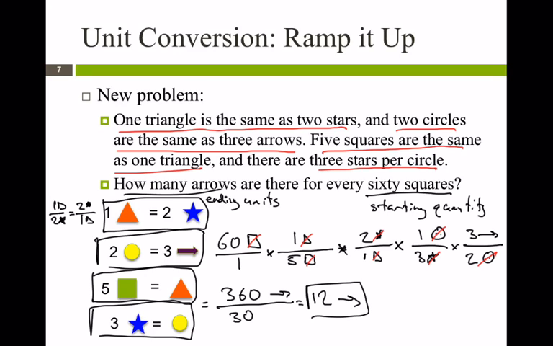So if we want to go back, we can say that the 60 squares through a number of different conversion factors is equal to 12 arrows. And now we have 2 more conversion factors. On the next video, we'll do a more complicated problem that's not just shapes, but I really need you guys to use this method for how to set up and clearly show the steps you're doing in conversion factors.